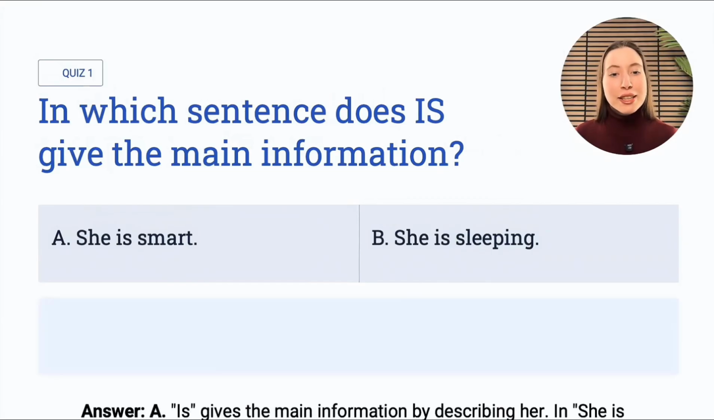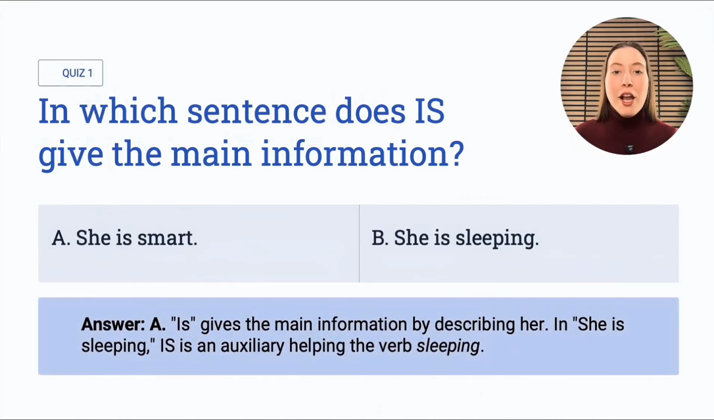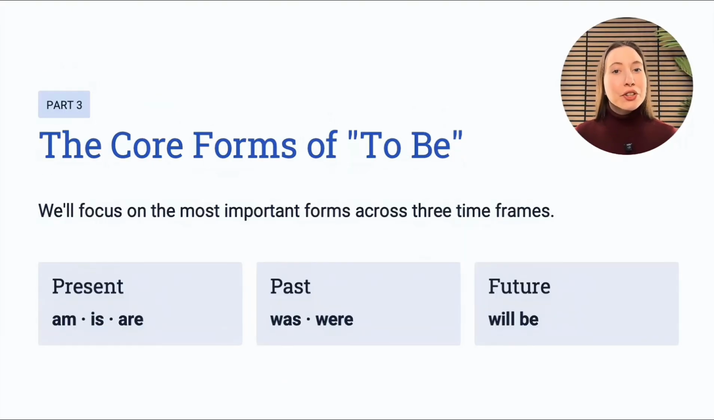And the answer is she is smart, because the sentence describes her, but in she is sleeping, is is helping the verb sleeping. Now that you understand what the verb to be does, let's look at its forms. We'll go through the most important forms in the present, past, and future.